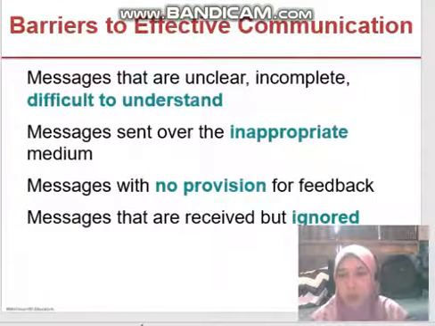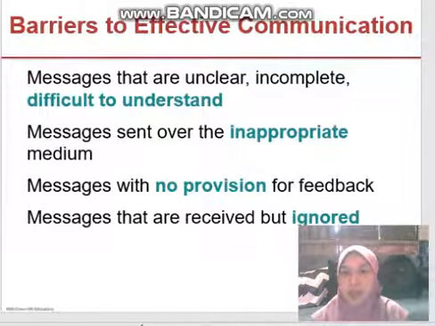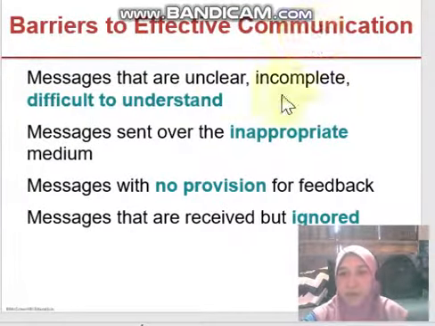Talking about communication, please bear in mind there are many potential barriers to effective communication. For example, a message in the communication process can be unclear, incomplete, or difficult to understand, or a message sent over the communication process is inappropriate or uses an inappropriate medium. Or a message has no provision for feedback, or a message is received but ignored by the receiver. So these are the potential barriers to effective communication.